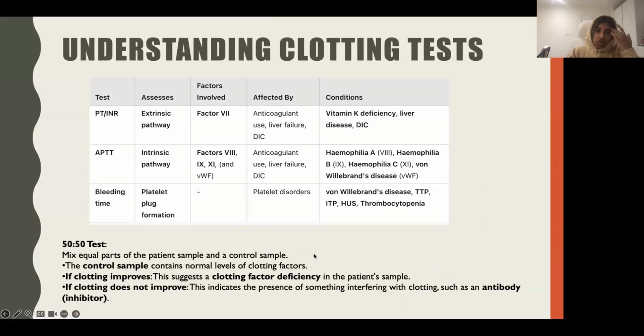So, understanding the clotting tests. These are the common tests that you will see in your exam questions. You'll see prothrombin time, INR, APTT, and bleeding time. PT and INR measure your extrinsic pathway, and the factor involved is factor 7, and it can be affected by anticoagulation use, liver failure, and DIC, and conditions associated with that would be vitamin K deficiency, liver disease, and DIC.